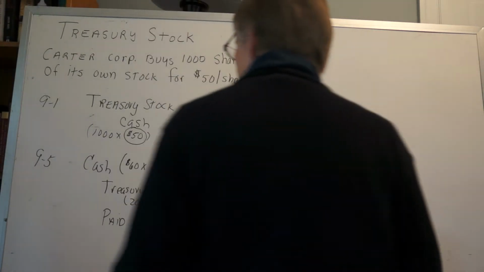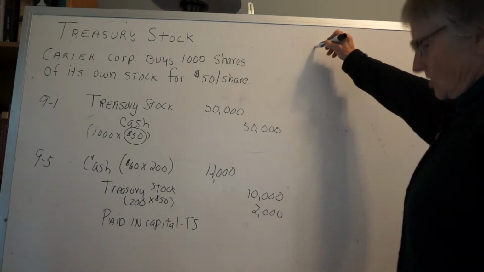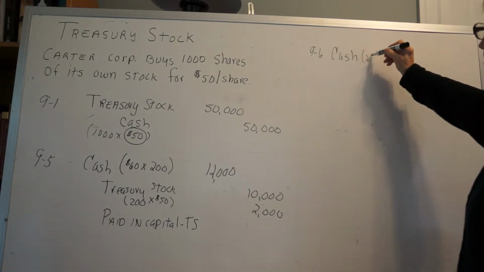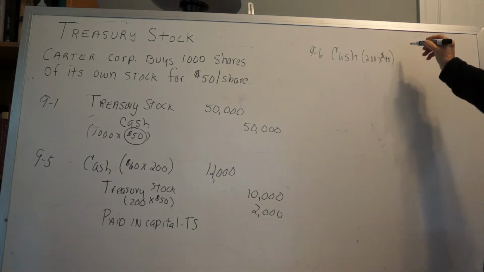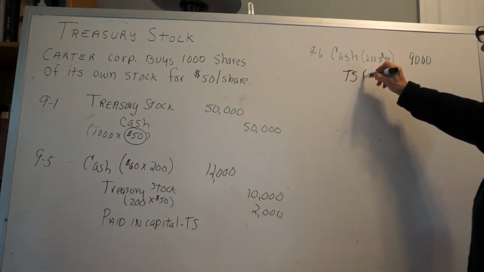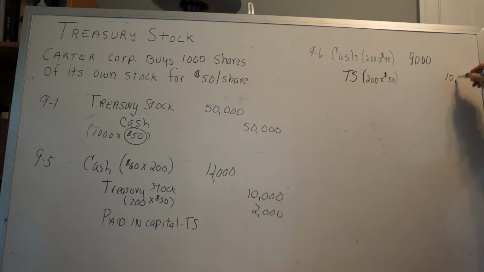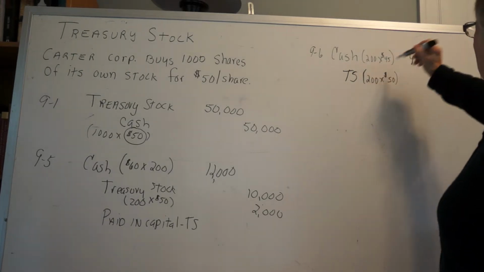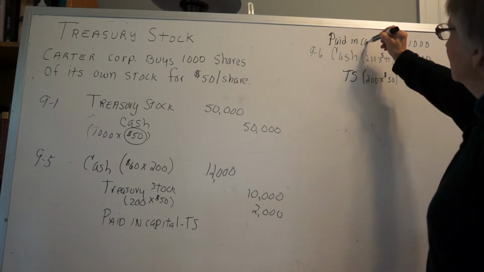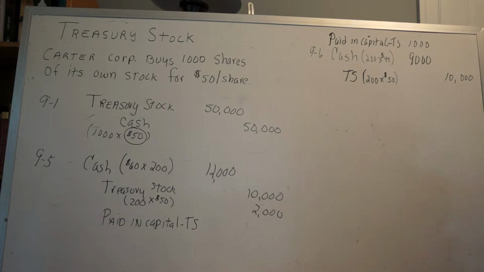So now let's see what happens on the 6th when Carter reissues 200 more shares, but only at $45 a share. So we're at September 6th. We know we're going to get cash. And how much cash do we get? Well, we reissued 200 shares, and we only got $45 a share. Okay, so that would come out at 9,000. Our treasury stock, I'm going to abbreviate here, is coming off the books at 200 times the $50 that we paid for it. And so that comes out at 10,000. And this means we have a $1,000 difference here, and we are going to be debiting the paid-in capital treasury stock because there is a reduction. So that's how that is handled.